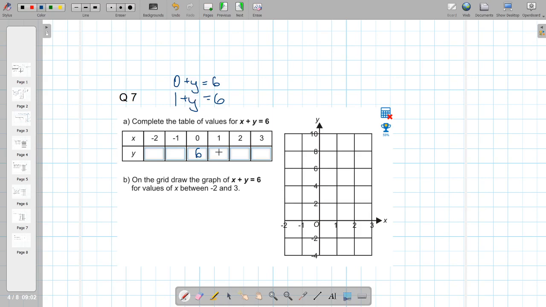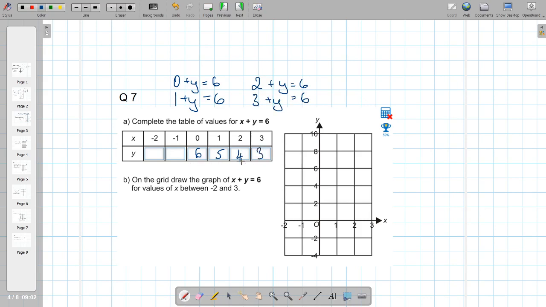So of course y must be equal to 5, right? Because 1 plus 5 equals 6. Then we've got 2 plus y equals 6, so y must be equal to 4. 3 plus y equals 6, so y must be equal to 3.